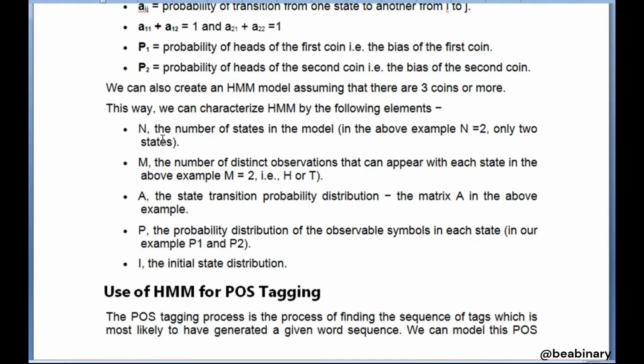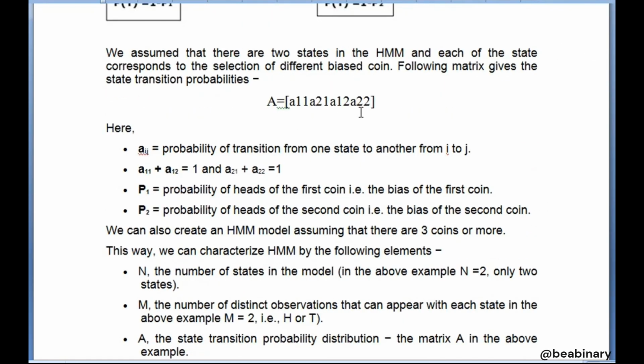So what will be there? N is equal to the number of states, as you have just seen in the model. In the above example we have only 2 states, N equal to 2. And M is the number of distinct observations that can appear with each state; in the above example, what you saw was head and tail. Okay, distinct observations. Then A is the state transition probability distribution, that is the matrix A that you saw in the above example. Here is A.